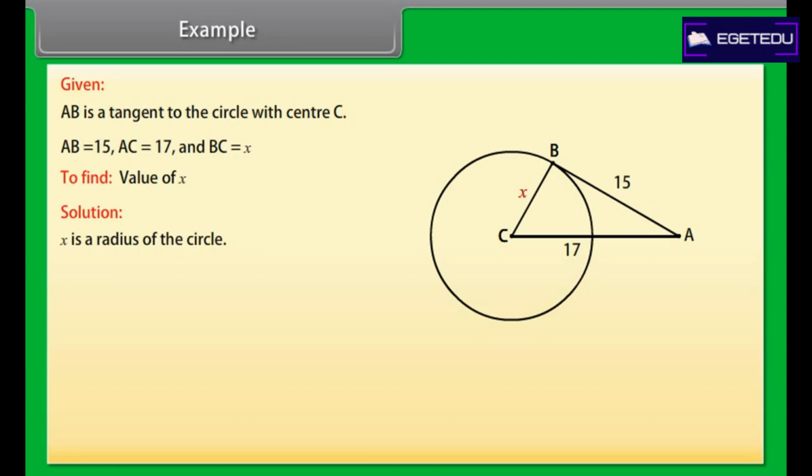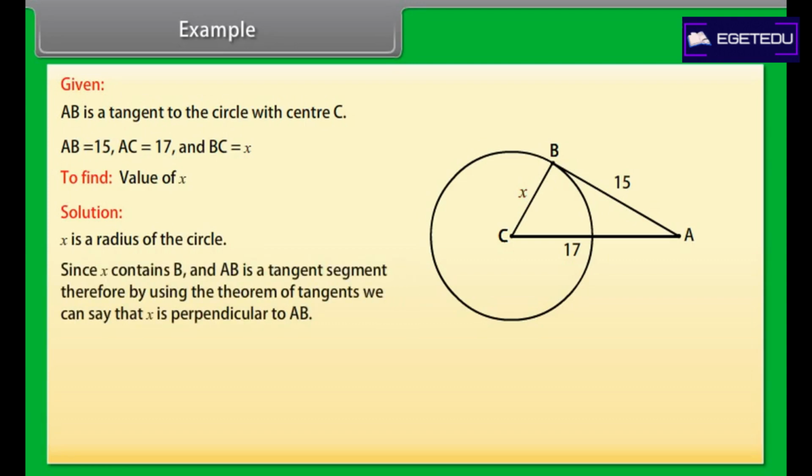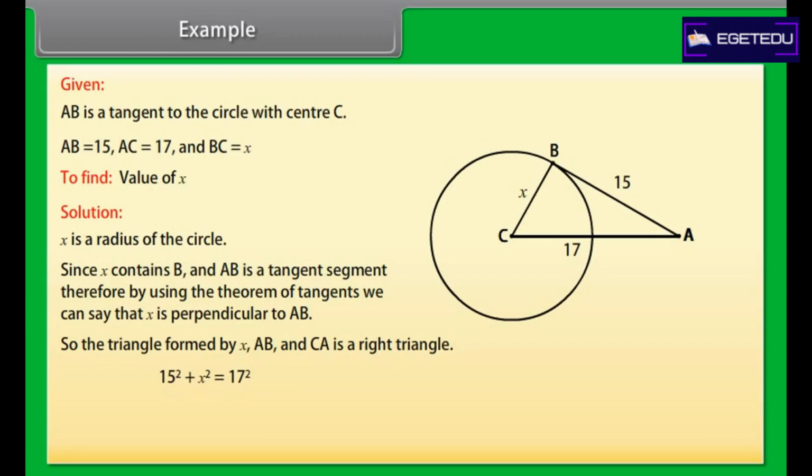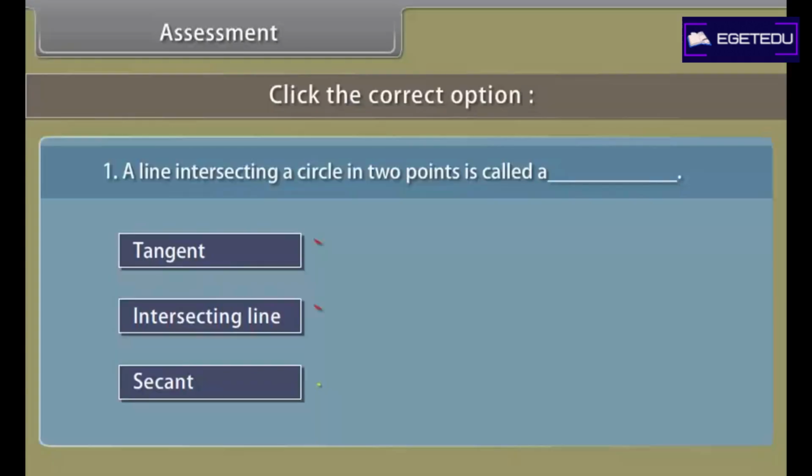We can see that X is a radius of the circle. Since X contains B and AB is a tangent segment, by using the theorem of tangents we can say that X is perpendicular to AB. So the triangle formed by X, AB and CA is a right triangle. Now by using the Pythagoras theorem, we get 15 squared plus X squared is equal to 17 squared, or X squared is equal to 64, which gives us X as 8.